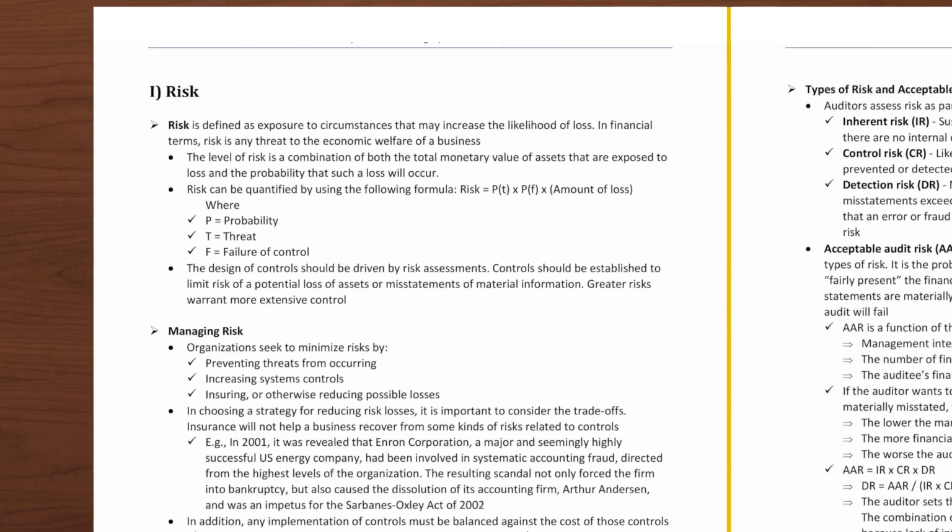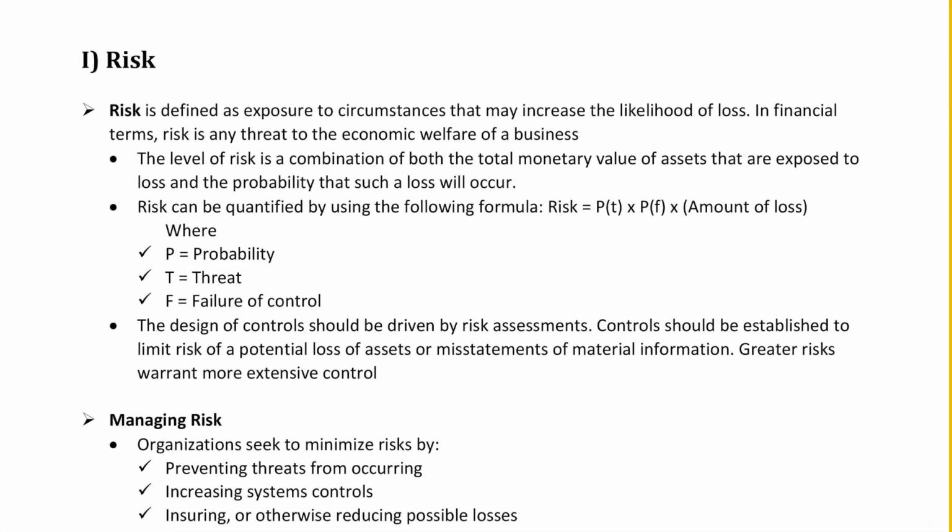We're looking at risk, and let's look at that formula for quantifying risk. Highlight: risk equals probability of the threat multiplied by the probability of the failure of controls multiplied by the amount of loss. So the probability of threat, draw an arrow there and write threat. Probability of failure of controls, draw an arrow, write failure of control.